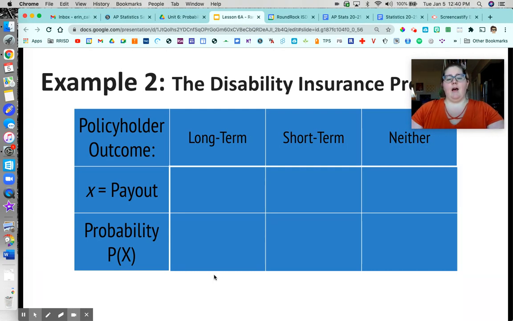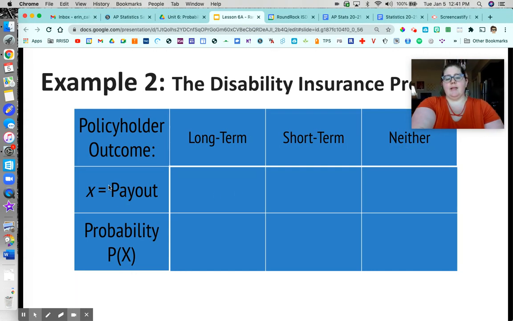So policy holder outcomes. This means for someone who has this disability insurance policy, these are the options of things that could happen on this particular policy. They could end up needing long-term disability support, they could need short-term disability support, or they could need neither. Long-term would be something that happens to them where they can't work for a really long period of time or potentially indefinitely. And then short term means something that's happening on a shorter term basis, where they don't need as much support. And then neither means there's no disability, so nothing happens.